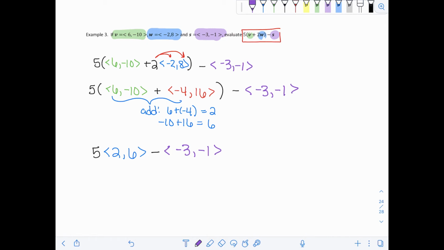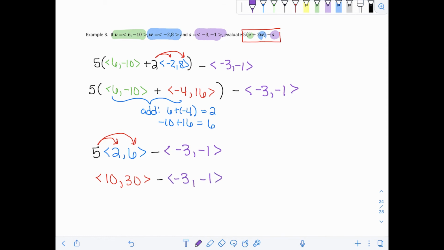Okay, so now at this point, before I would subtract vector s, I want to do another distribution here because we've got scalar multiplication. So let me go ahead and multiply each piece by 5. So now that vector becomes 10, 30, and then subtracting vector s.